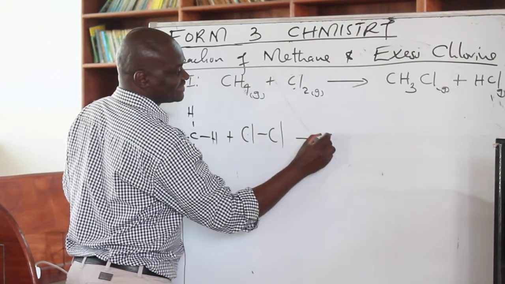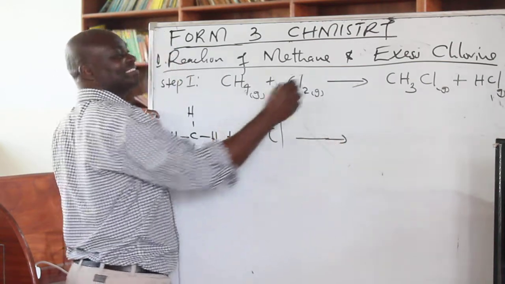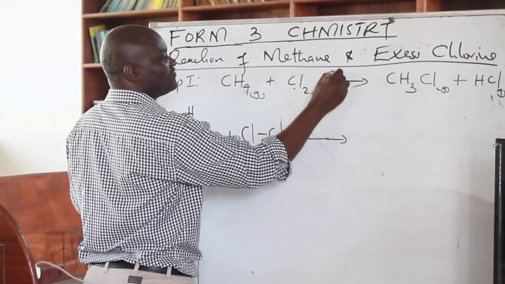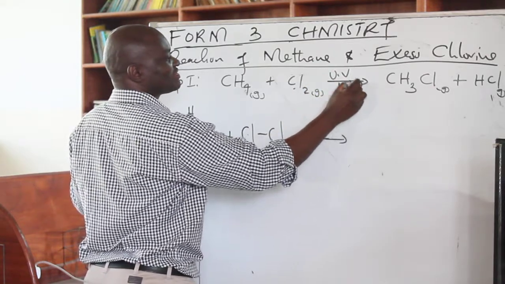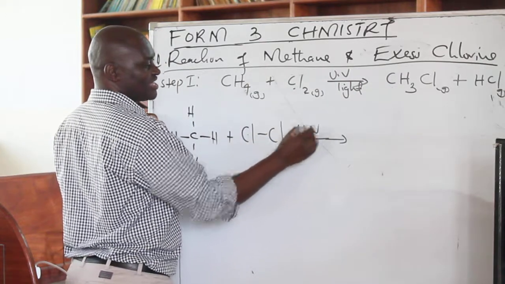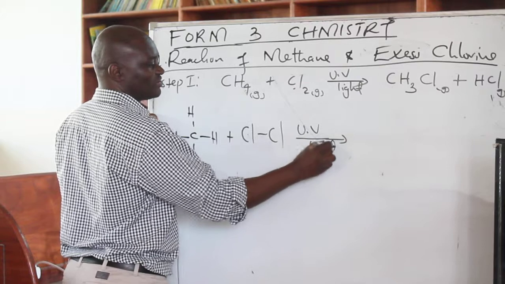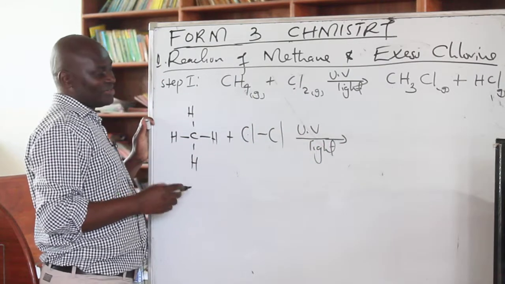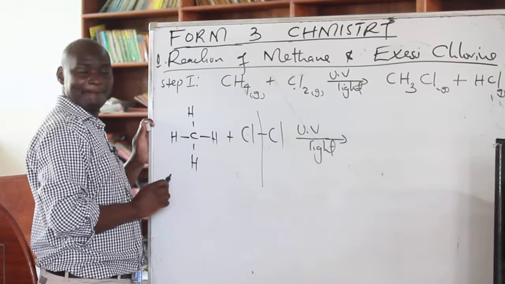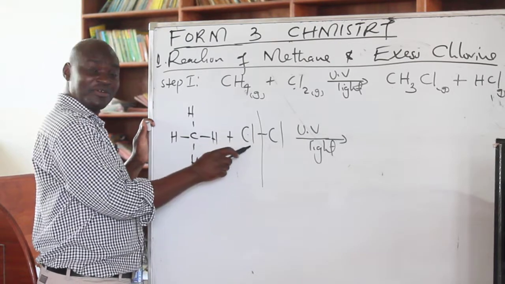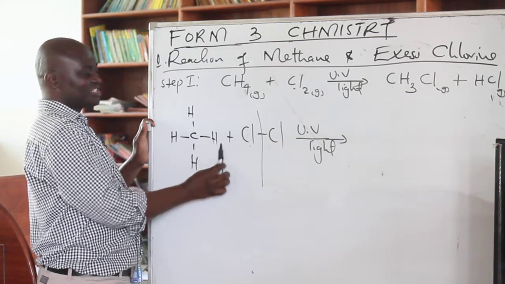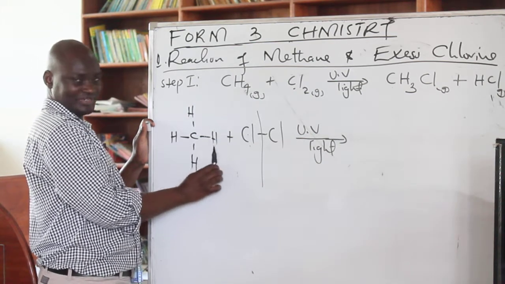So what happens? This reaction needs UV light. So here we need UV light from sunlight. The sunlight will split this one here, so that one chlorine atom will come and substitute one hydrogen.